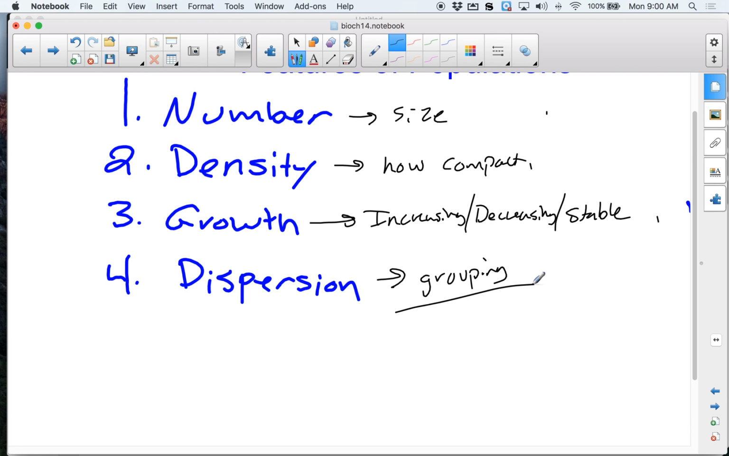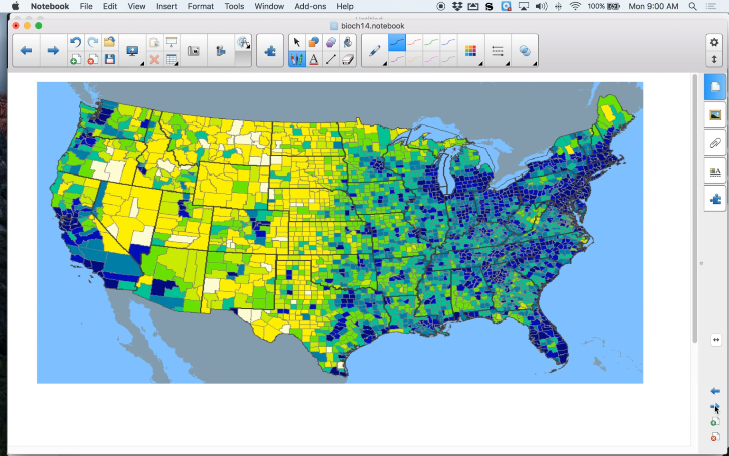Dispersion. So nowadays, humans tend to actually group together. If you look at the majority of the population in the United States, everybody lives in cities, and that has to do with economics, work availability, and that kind of stuff. But if we went back just 100 years, that would have been a lot different. It would have been much more spread out. Density kind of goes along with that. And then size is just, how many people are there.